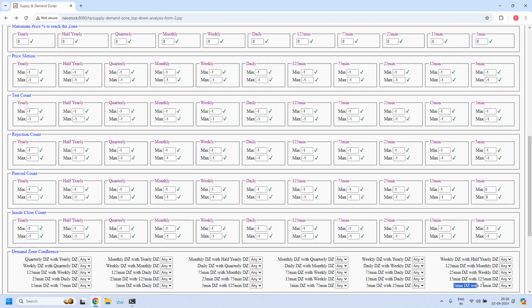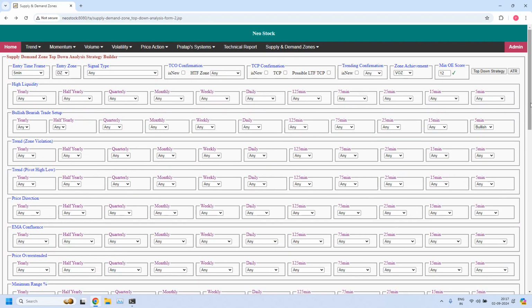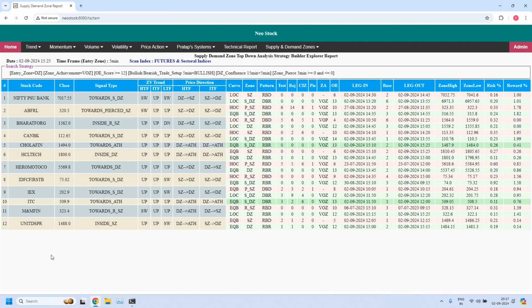So here we have 5 minutes demand zone with 15 minutes demand zone. I am enabling this option. Now let's verify. So 12 stocks are filtered.